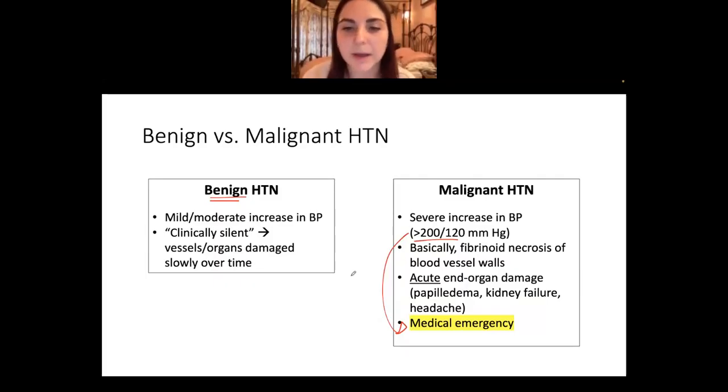You can have papilledema in the eyes. You can have kidney failure. You can have headache, which is those vessels in the head kind of bursting open. So that's the difference there. Sometimes they will just ask you straight definitions, and this would be an example of when they would ask you a straight definition.